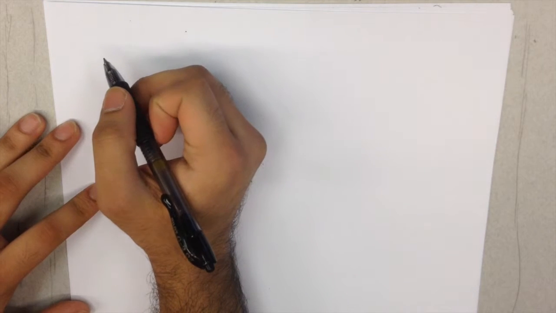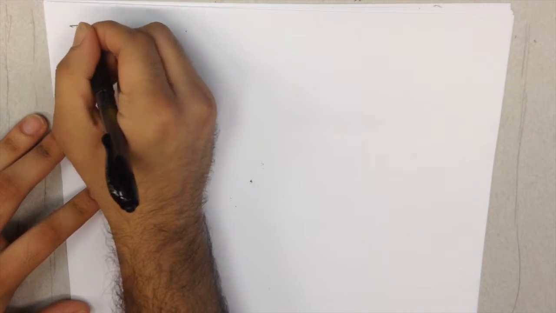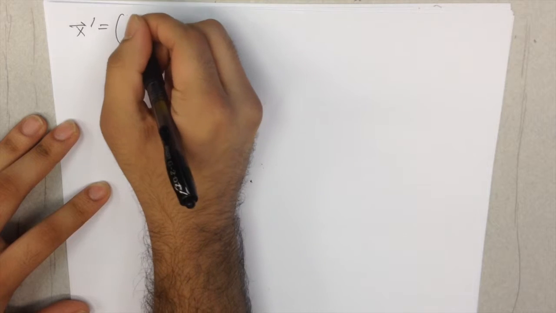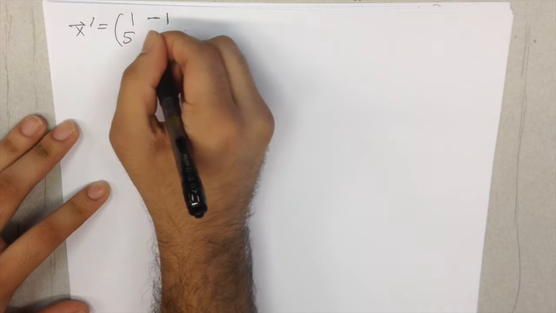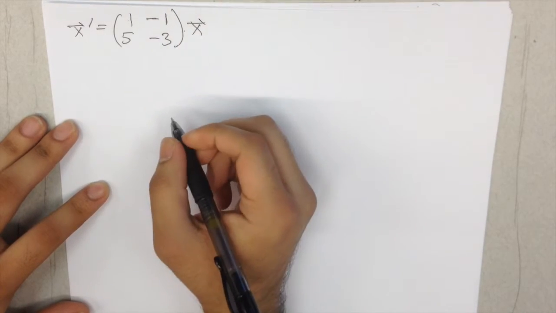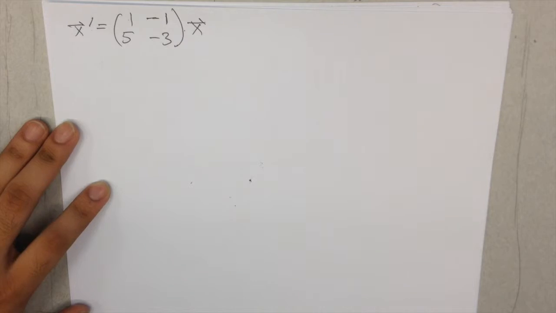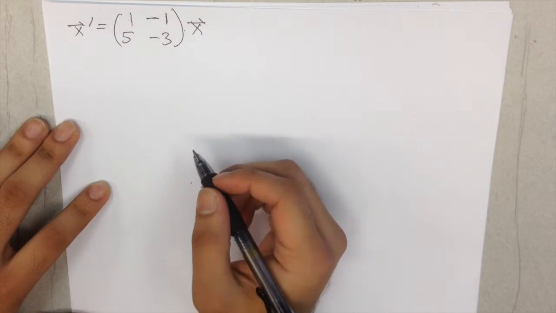So here's our third problem with complex eigenvalues. X prime is equal to [1, -1; 5, -3] times x. And we're not going to go through a particular solution. We just want to find the general solution.